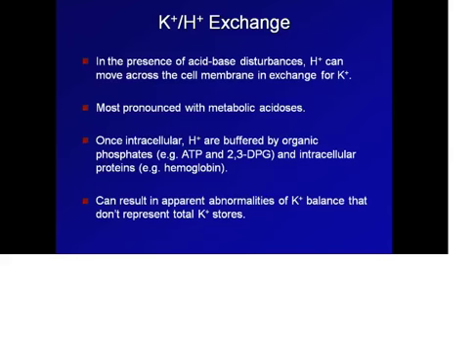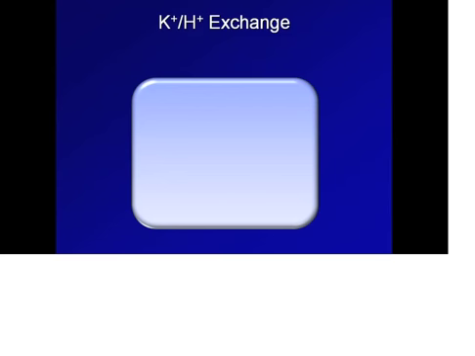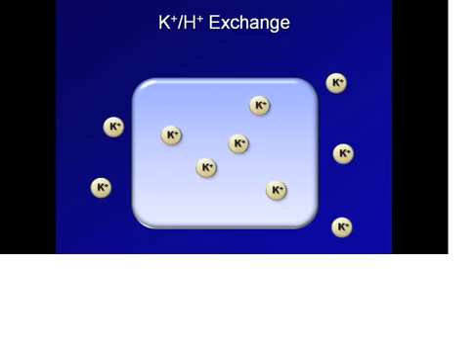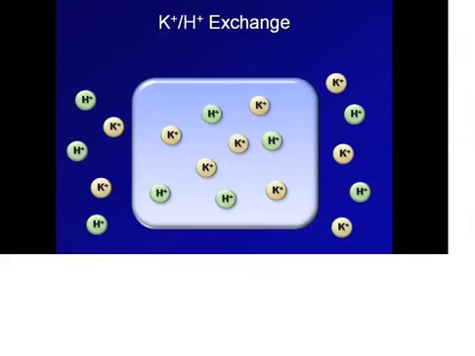Let's take a closer look at how this works. This blue box will represent a typical cell. And here are a bunch of potassium ions scattered inside and out. The concentration of potassium is greater within the cell, but in this diagram there isn't intended to be any accurate scale of this displayed per se. And then here are some hydrogen ions.